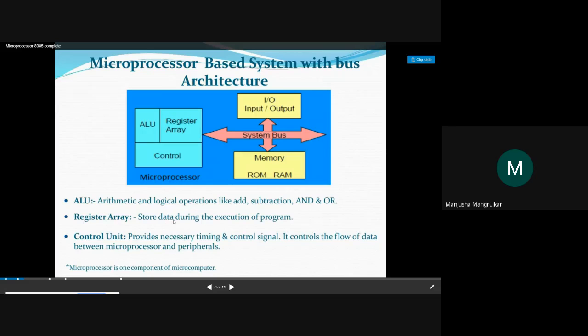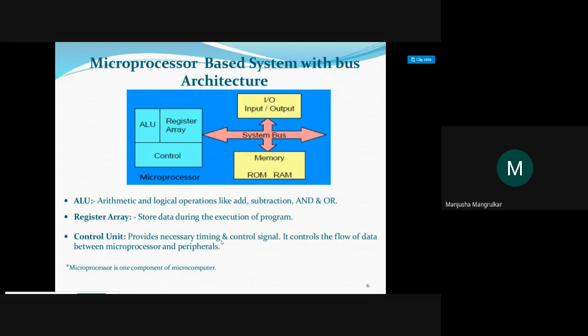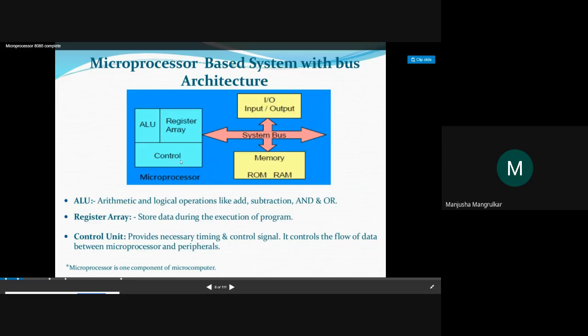Register array means what? It stores the data during the execution of the program. Control unit means what? It provides the necessary timing and control signals, right? It controls the flow of data between the microprocessor and peripherals, right? This control unit is very important.